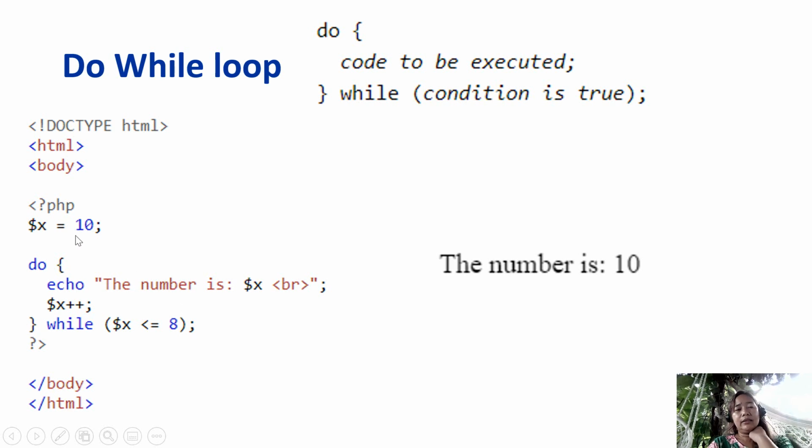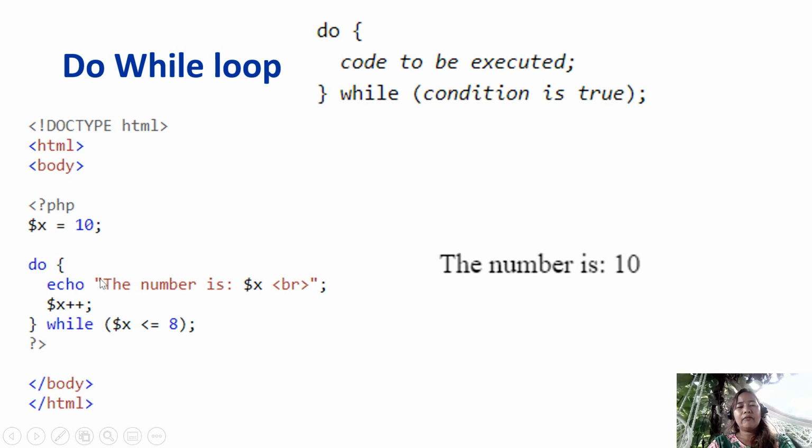So in that case, since the value of x is 10, it will display the number is 10, and then it will increase it by 1. It becomes 11. Now is 11 less than or equal to 10? That is true or false? No, that's actually false. So since it is false, it will not go back to the beginning of your do while statement anymore. It will just be performed once and then that's it.